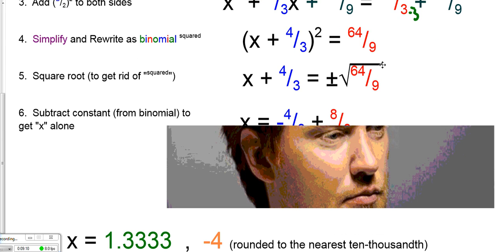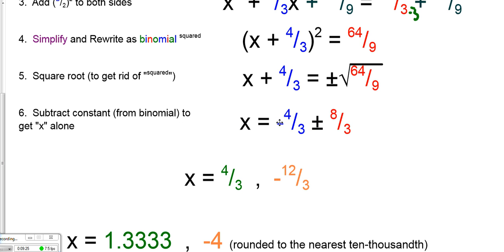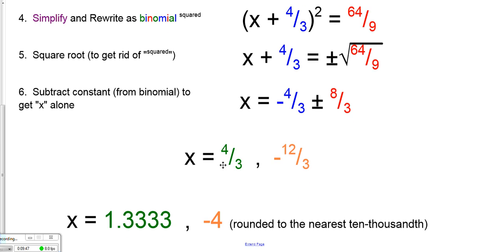Now if you're square rooting a fraction, the square root applies to each piece separately. Square root of 64 is 8, square root of 9 is 3, so this becomes 8/3, positive or negative 8/3. We subtract this piece, the 4/3, from both sides, so that we have negative 4/3, either plus or minus 8/3. So what is negative 4/3 plus 8/3? Well, it would be 4/3. What's negative 4/3 minus 8/3? Well, that would be negative 12/3. So these are our two options.